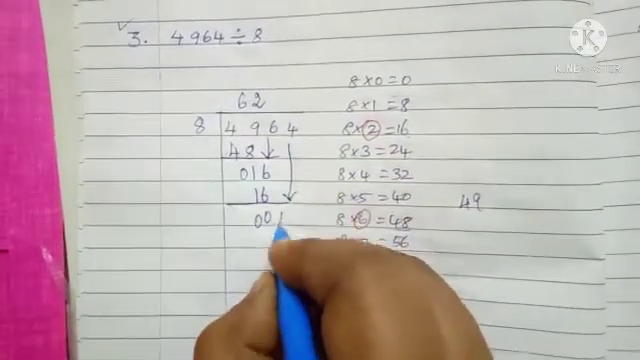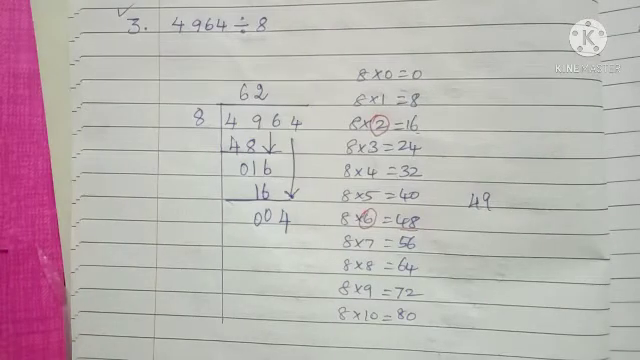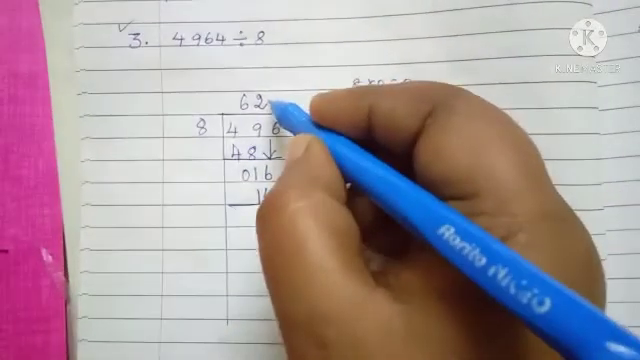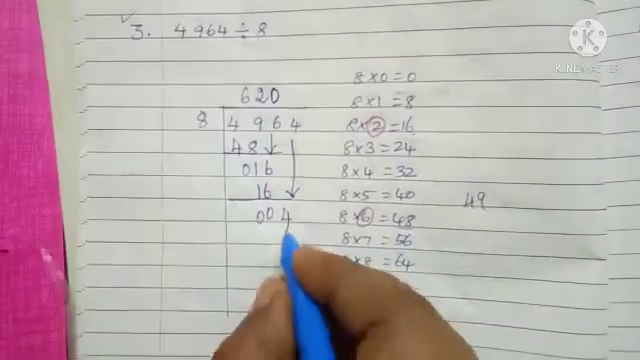You take the 4 now. But 4 is not divisible by 8 table. So you add the 0 in the quotient. But stop at this 4.